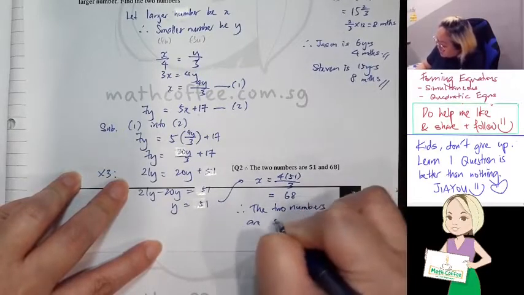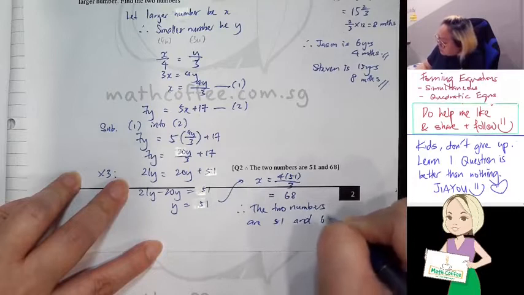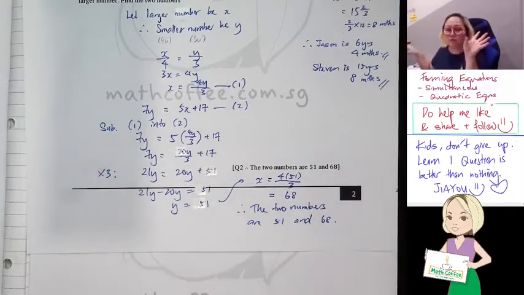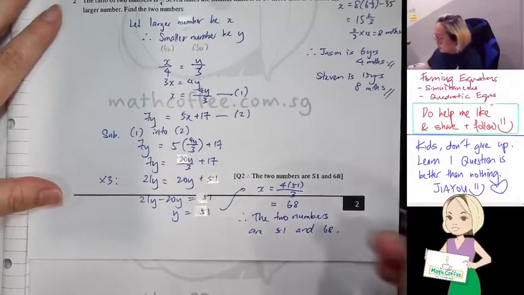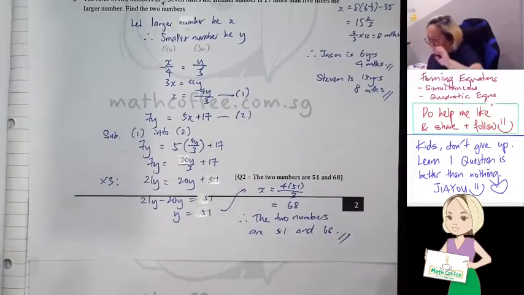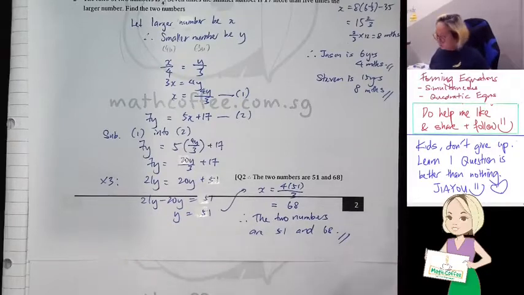are 51 and 68. So every time for problem sum, you always must write your statement. Don't just stop at x and y and just full stop. So that's all for this question. All good? Okay, let's move on to the next question.